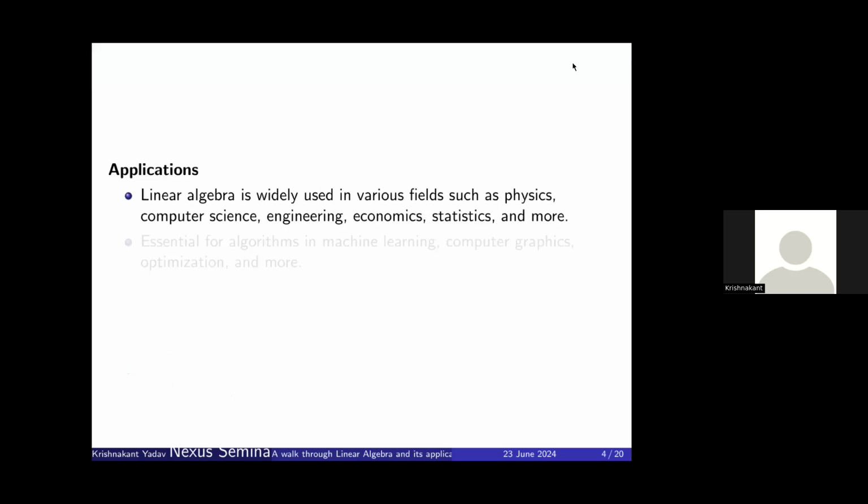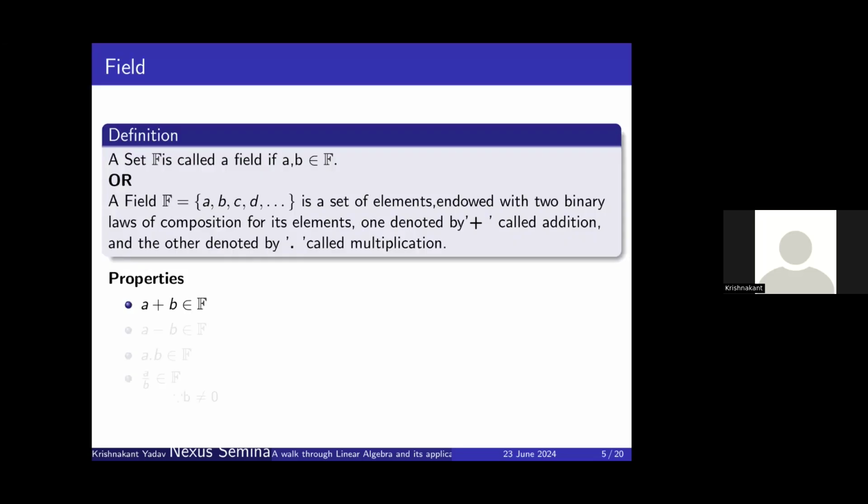Then, what are the applications of linear algebra in general sciences and in our day-to-day life? Linear algebra is widely used in various fields such as physics, computer science, engineering, economics, statistics, and more. It is essential for machine learning, computer graphics, and optimization, and further in many studies and quantum mechanics. There are many applications of linear algebra in our lives.